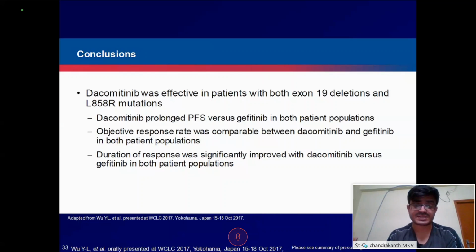Duration of response was significantly improved with Dacomitinib versus Gefitinib in both patient populations. So Dacomitinib did numerically have a better result if you compare 21 versus 19; yes, Dacomitinib had a numerically better exon 19 as a subgroup, but when you compare it to Gefitinib, it was efficacious in both exon 19 and exon 21. Objective response rates were not that different, whereas if you look into the duration of response, yes, Dacomitinib was superior to Gefitinib in both exon 19 and exon 21.